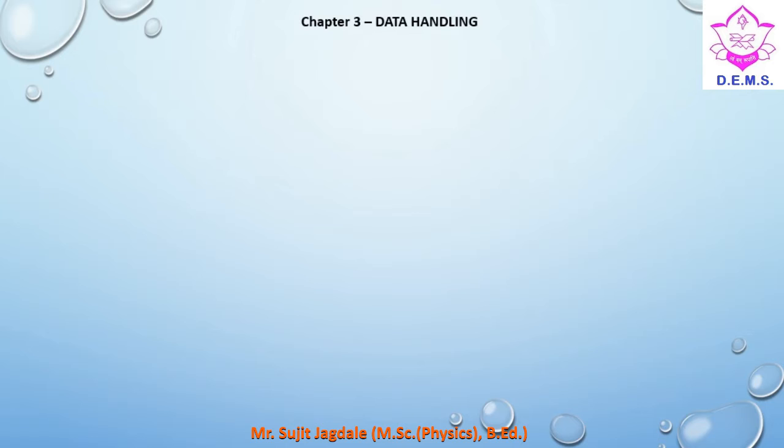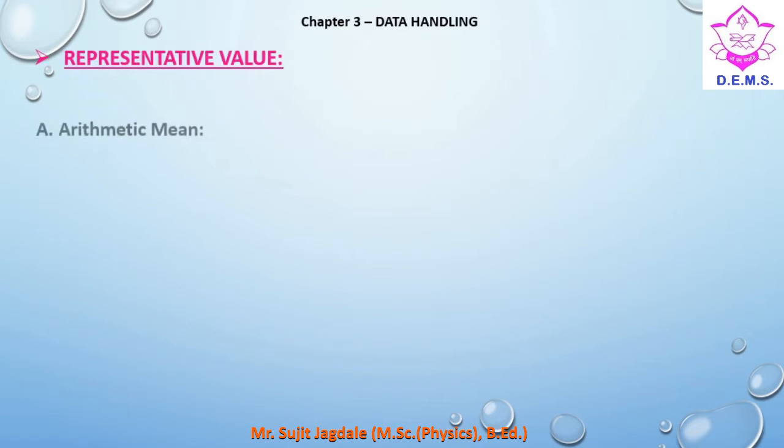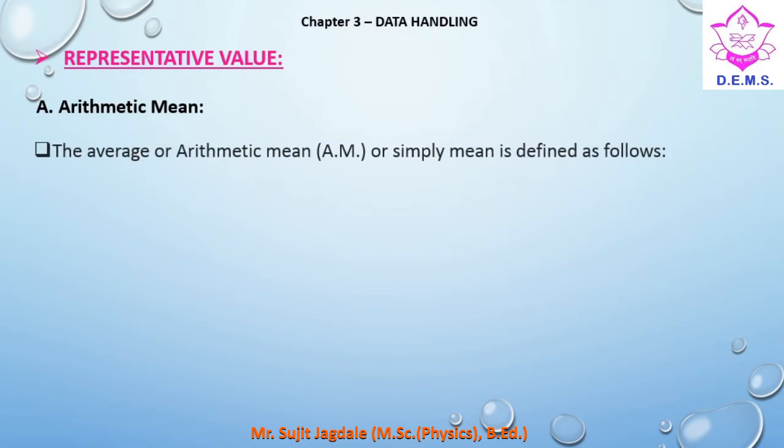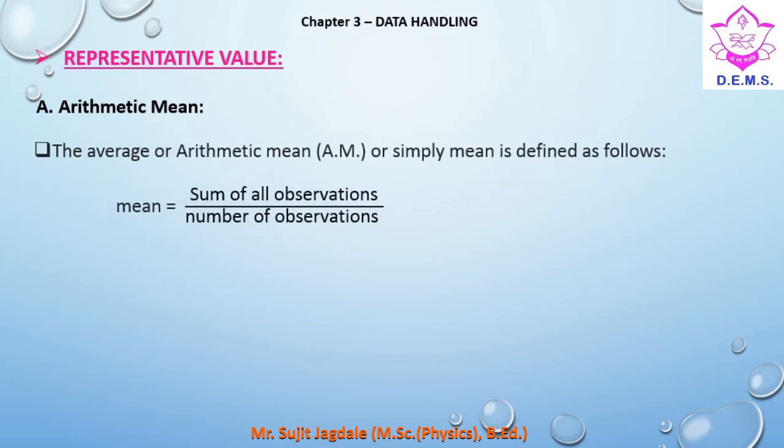Now we are considering chapter number 3, Data Handling, from class 7 mathematics. Already in the previous lecture we have seen the different types of data, how we collect them, how we organize them, and also we have seen the representative values. The first value we have seen is arithmetic mean. We have seen the formula or definition of how to calculate that. Mean is equal to the sum of all observations divided by the number of observations.